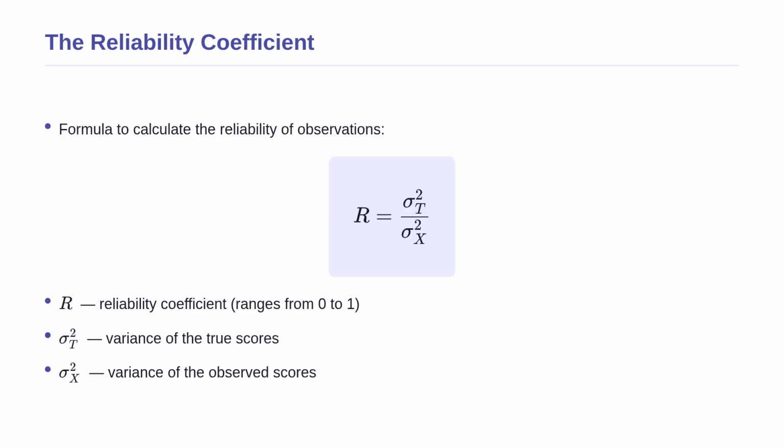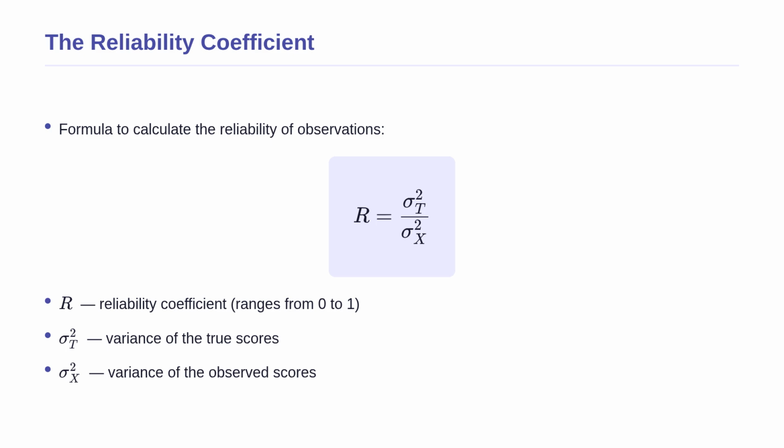This derived variance leads us directly to the reliability coefficient. Conceptually, this formula calculates what percentage of our observations is made up of solid truth rather than random noise. Let us define the symbols. R stands for the reliability coefficient, which is a ratio that always ranges from 0 to 1.